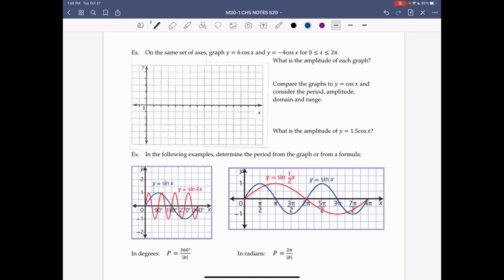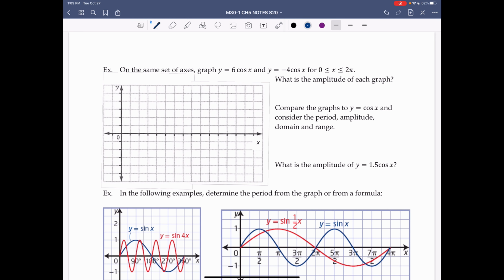On the same set of axes, graph y equals 6 cos x and y equals negative 4 cos x for x greater than or equal to 0, less than or equal to 2 pi. What is the amplitude of each graph? Remember that the amplitude is equal to the absolute value of the a value.